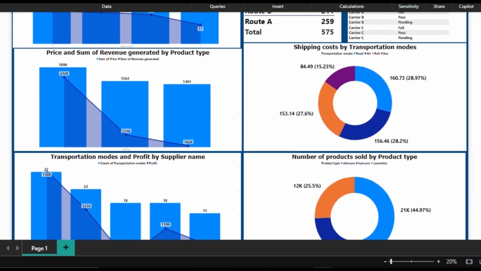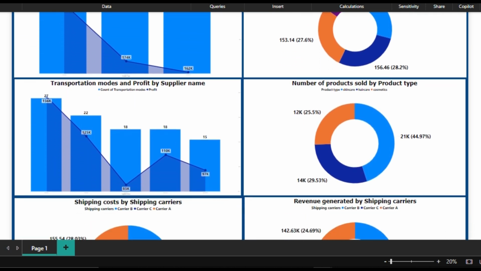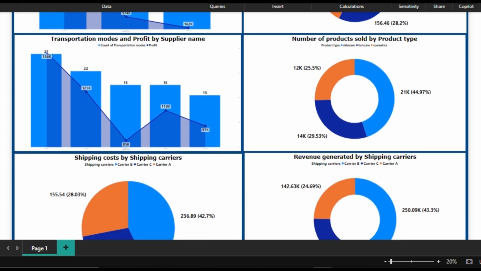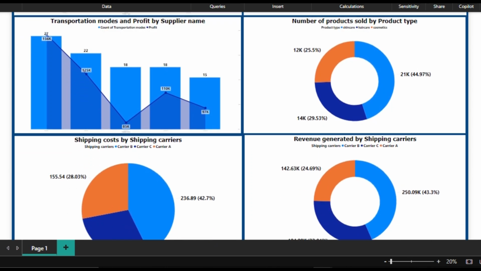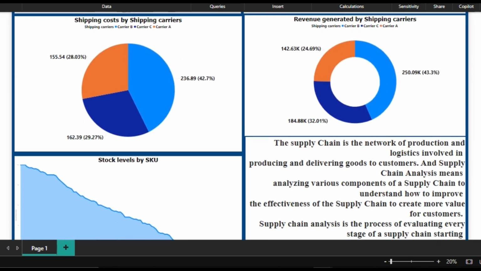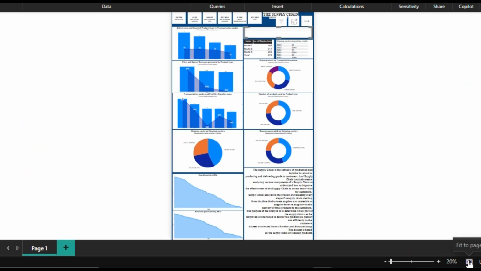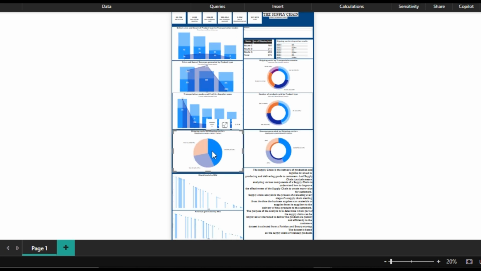We analyze the supply chain by looking at the relationship between the price of the products and the revenue generated by them. We also looked at the percentages of sales generated by the respective products, the total revenue generated by the various shipping carriers. We examined the revenue generated and the various stock levels. That's the number of products a store or business has in its inventory.